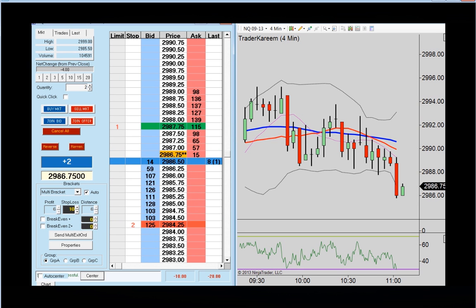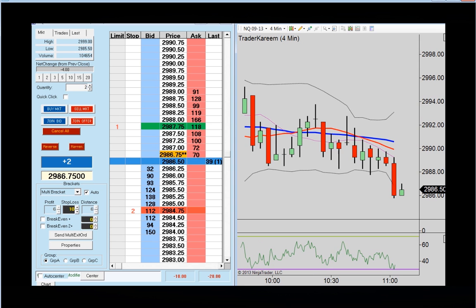Again, 4 ticks on the first target, and 10 tick stop loss. This is the NQ.